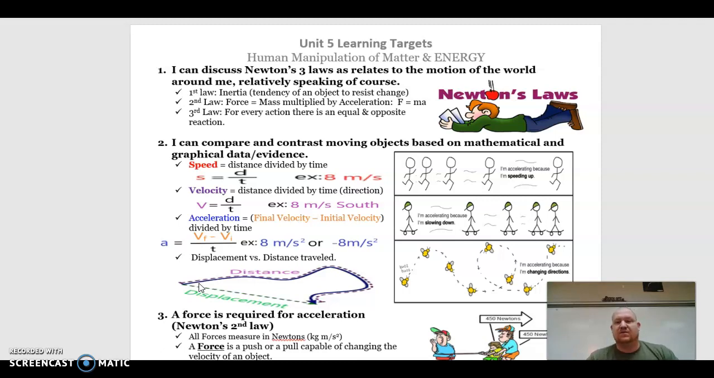So what you see in front of you, this is the Unit 5 learning targets. That's what we're going through. We got 4 units first semester. We have 4 units this semester as well.